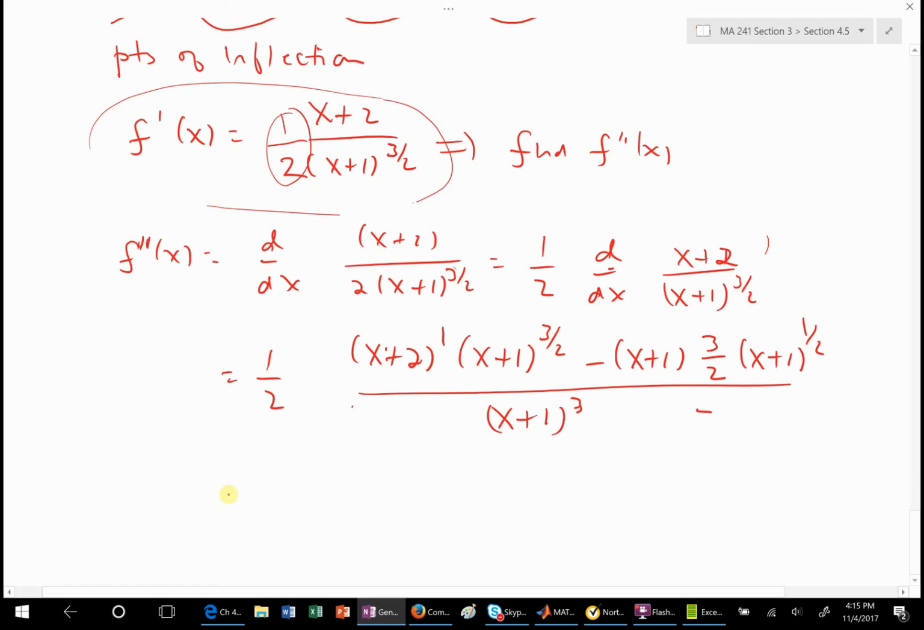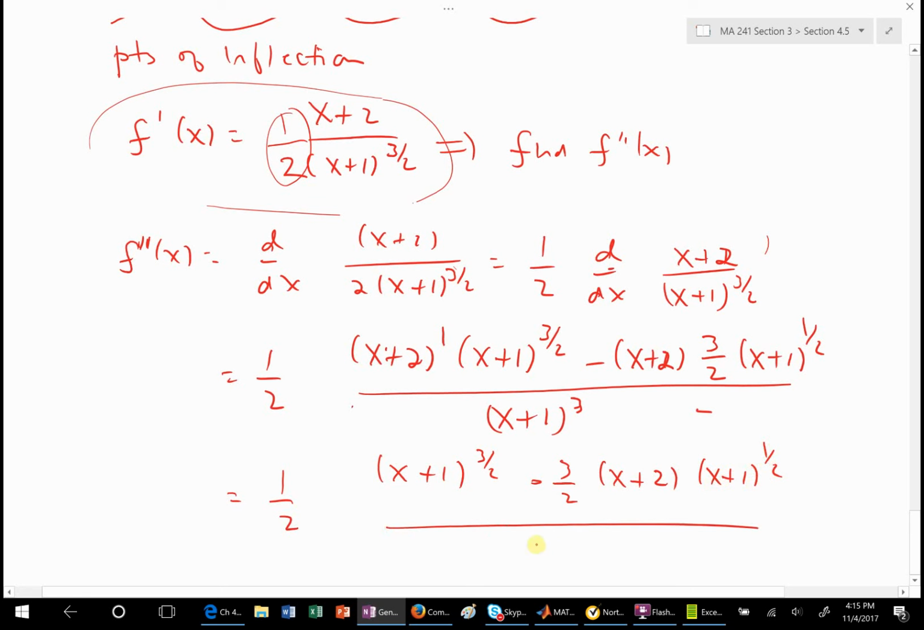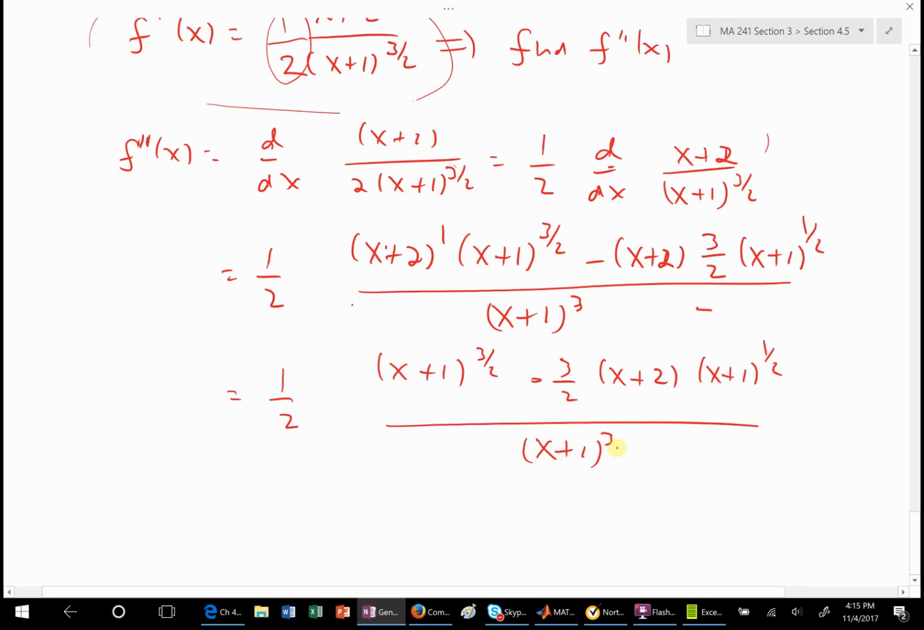Okay, so now when I take the derivative of the first term, I'm just going to get 1, right? So I'll get x plus 1 to the 3 halves minus 3 halves, and then I'm going to have x plus 2 here. You guys are supposed to catch me. Times x plus 1 to the 1 half, right? Over x plus 1 cubed. Okay, I think that's what I had. I'm thinking that's what I had. Does that look good?